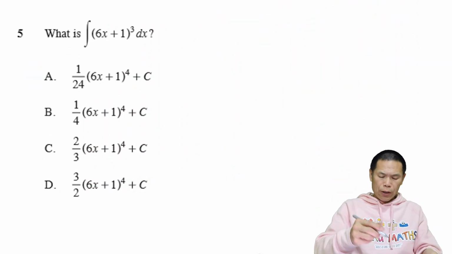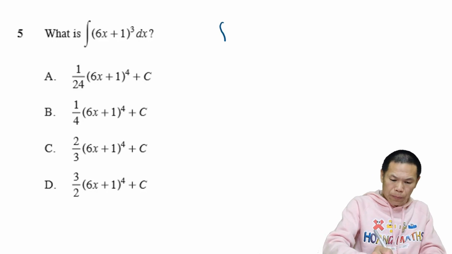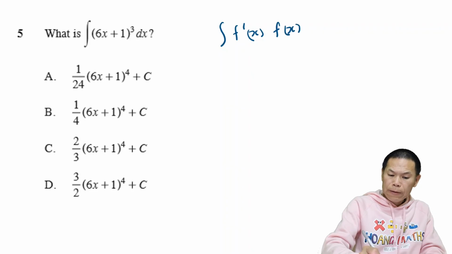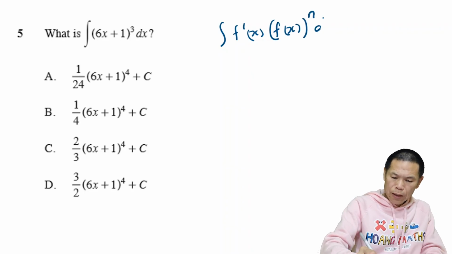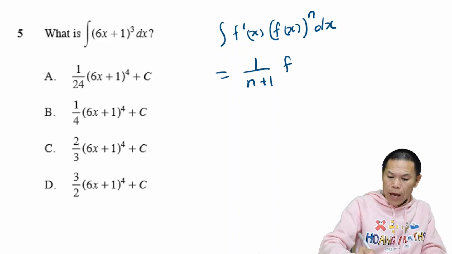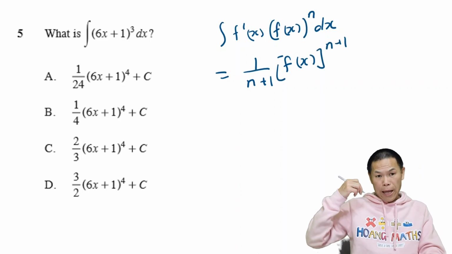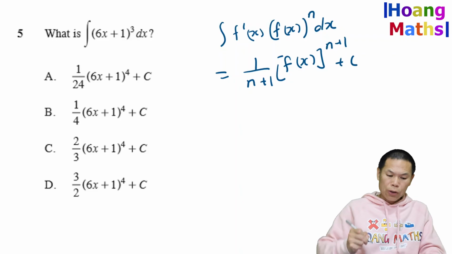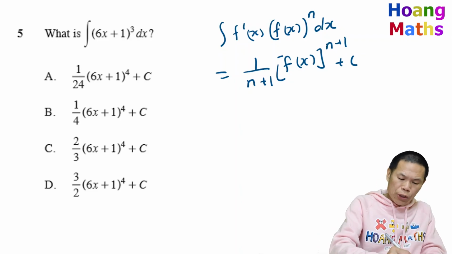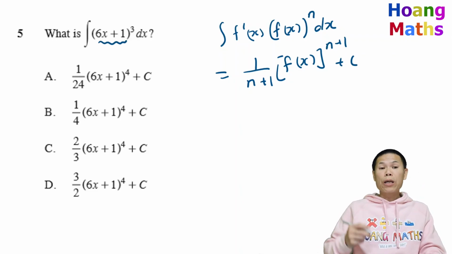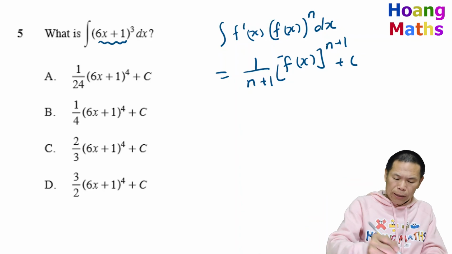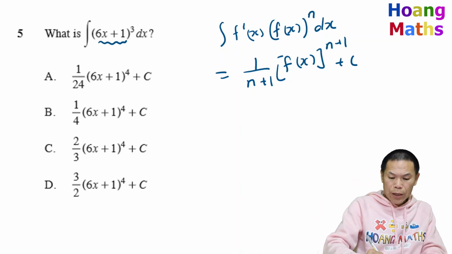Question number 5. So if we integrate f dash x, f of x power n dx, that will give us 1 over n plus 1 f of x to the power n plus 1. Okay, keep that in mind and add c, of course. So there you go. If we differentiate inside here, that will give us 6. So we can make this like this. Let me just write this down.